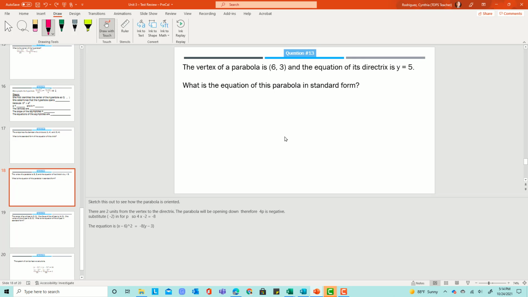Okay, so here we have the vertex of a parabola is 6, 3, and the equation of its directrix is y equals 5. So I'm going to start by kind of sketching this out to see how this parabola is oriented. So the vertex is going to be at 6, 1, 2, 3, 4, 5, 6, 3, 1, 2, 3.